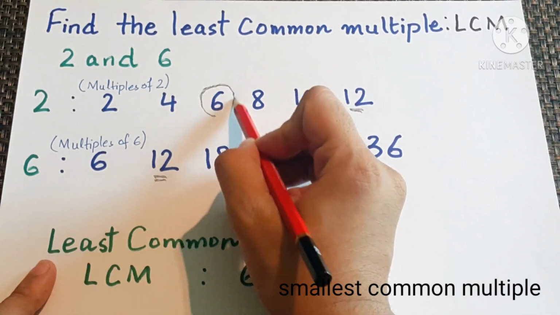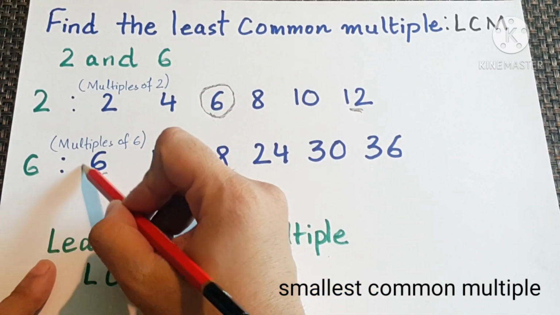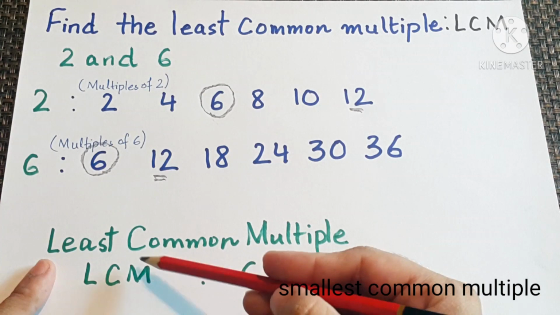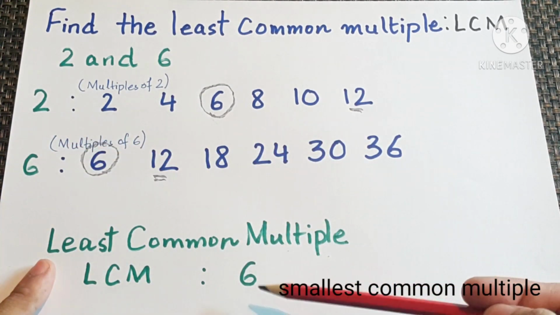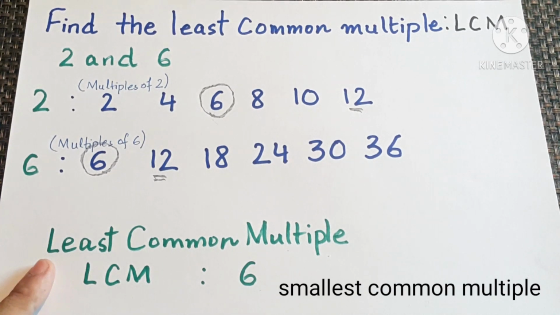But we will take the smallest one. So the LCM, or least common multiple, of 2 and 6 is 6.